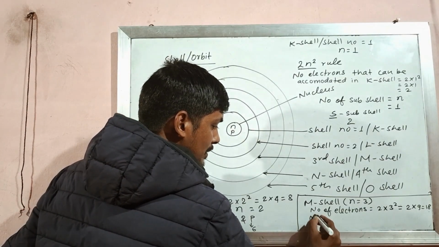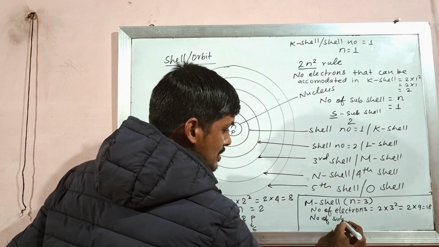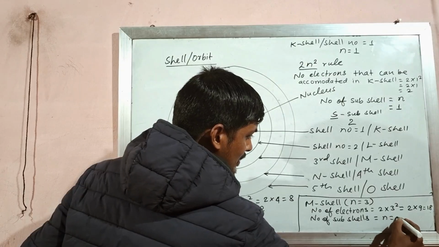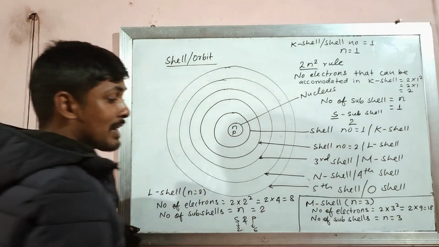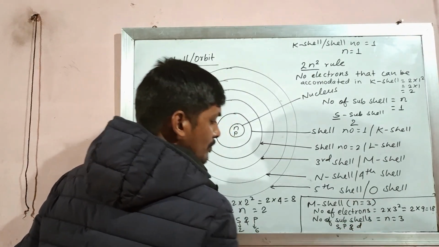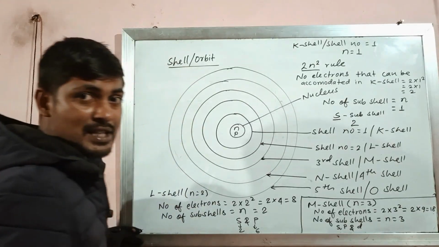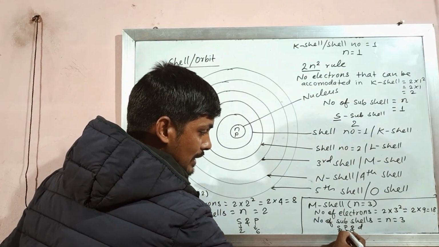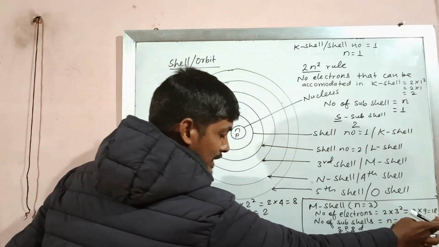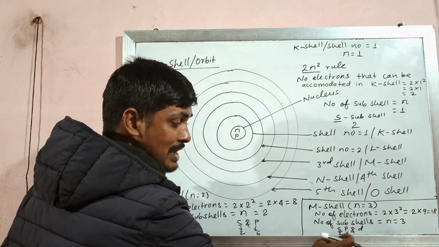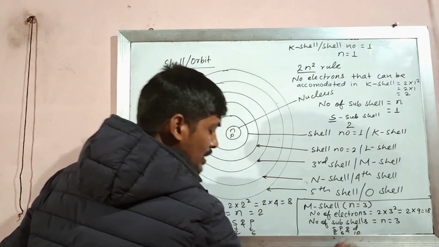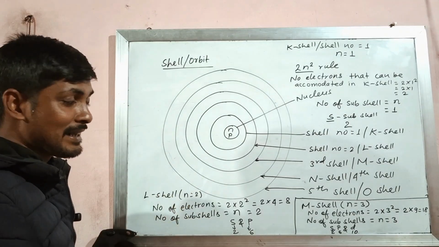Now what is the number of subcells here? Number of subcells in the third cell is equal to n, that is 3. So in the M cell there are 3 subcells. They are S, P and D. As we know, the capacity of the S subcell is to hold 2 electrons. The capacity of the P subcell is to hold 6 electrons. Now, how many electrons remain? Total 18. Out of 18, 2 in S and 6 in P are already accommodated, so the remaining is 10 electrons. So the D subcell can hold a maximum of 10 electrons.